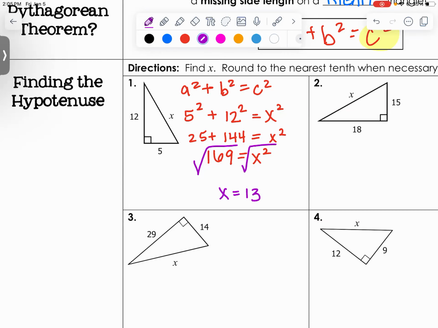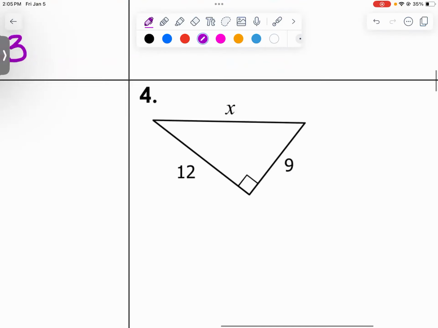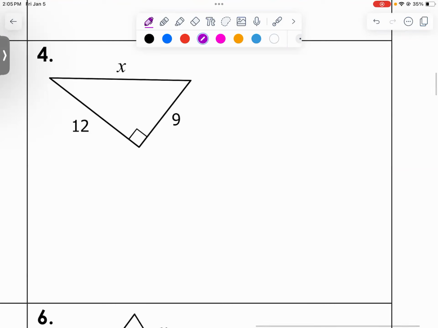Okay, what I want you to do is go to number 4 and set up and solve number 4.